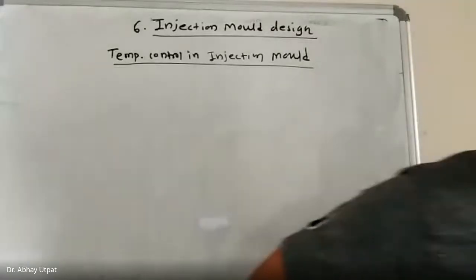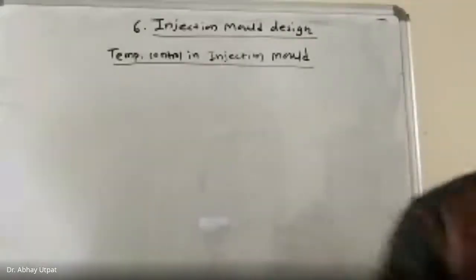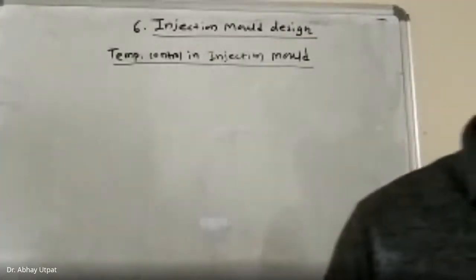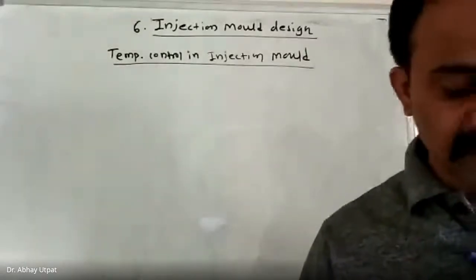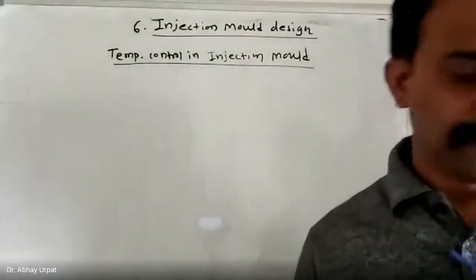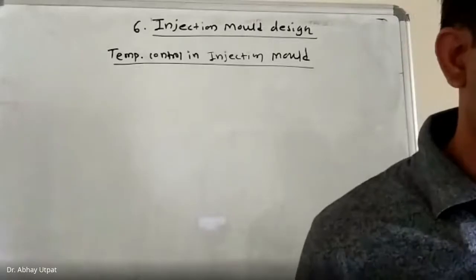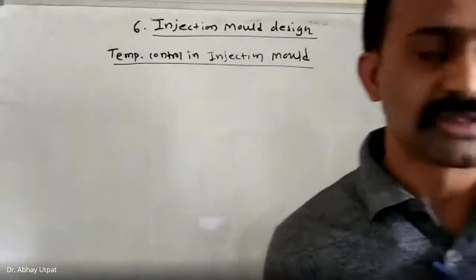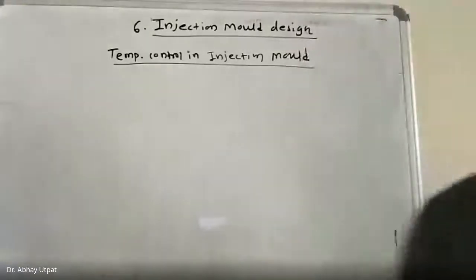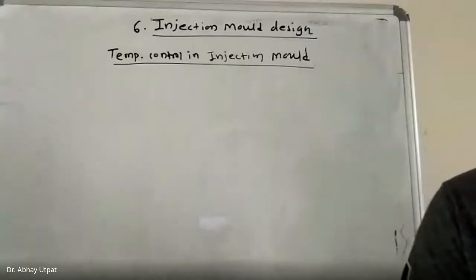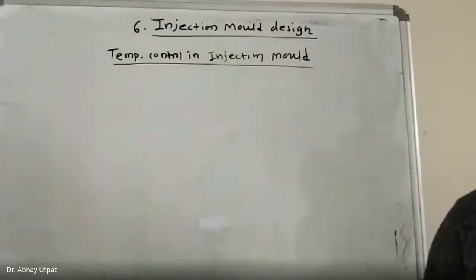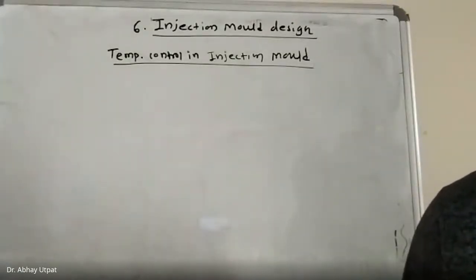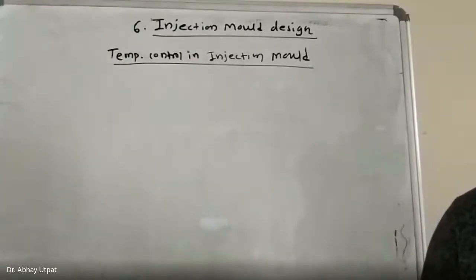Faster cooling will increase the rate of production, and uniform cooling will increase the quality of product.